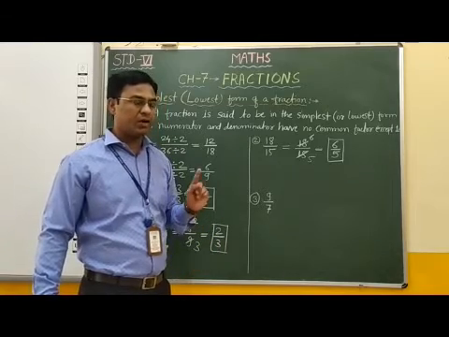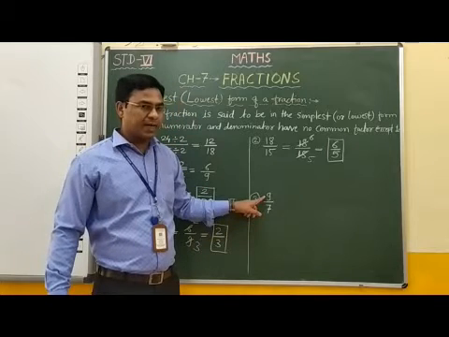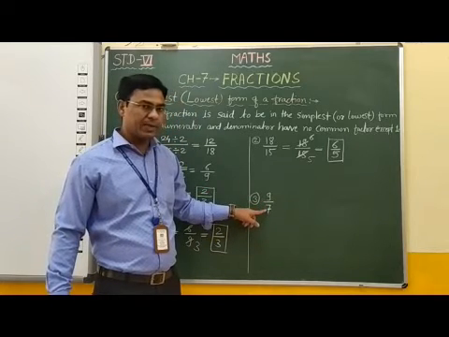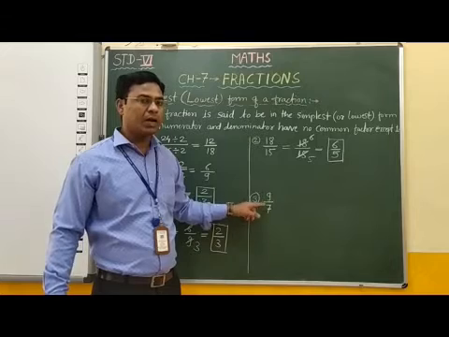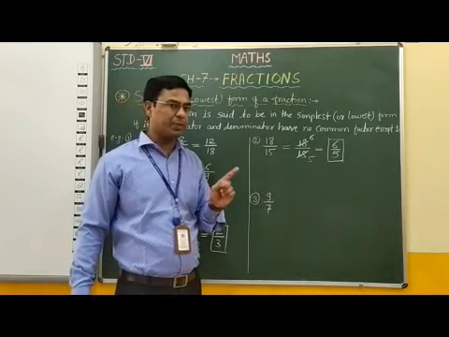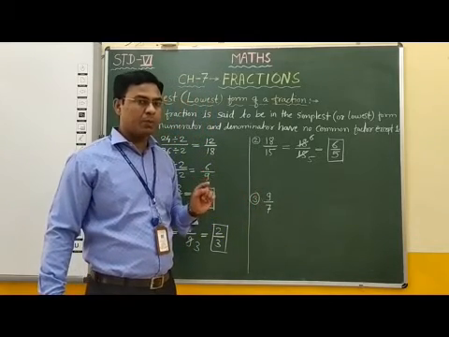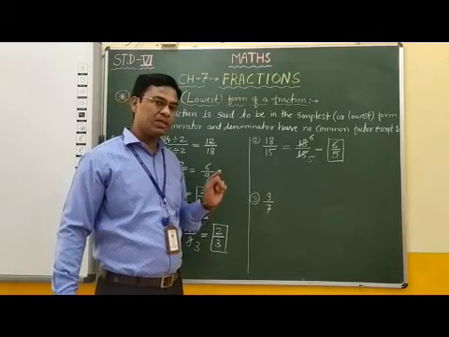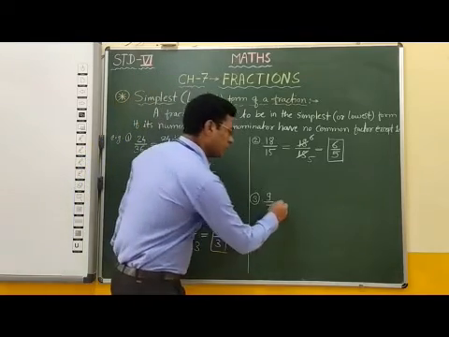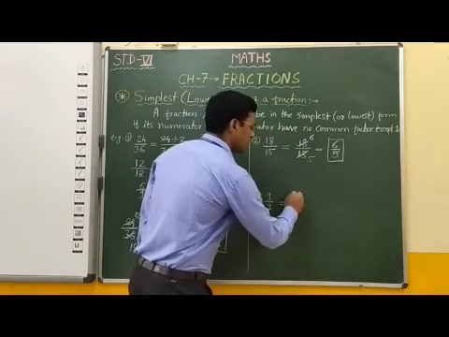Now the next example, 9 by 7. Students, if you observe here, the numerator of this fraction is 9 and the denominator of this fraction is 7. Both are not divisible by any same number except 1. Therefore, the simplest form or lowest form of this fraction is the same. Therefore, the simplest form of this fraction is equal to 9 by 7.